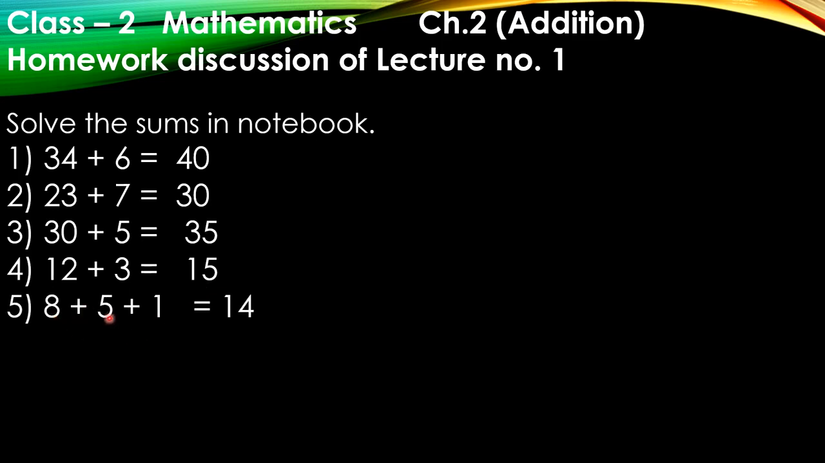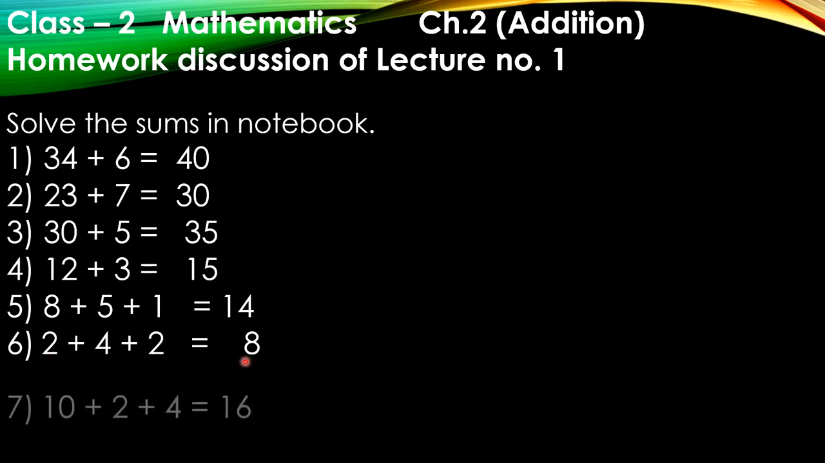Now 8 plus 5 plus 1 is equal to dash. So 8 plus 5, first we will add these two numbers, that is equal to 13. Then keep 13 in your mind plus 1. 13 plus 1 is equal to 14. Now in sixth question, 2 plus 4 plus 2. So 2 plus 4, that is equal to 6. 6 plus 2, that is equal to 8.